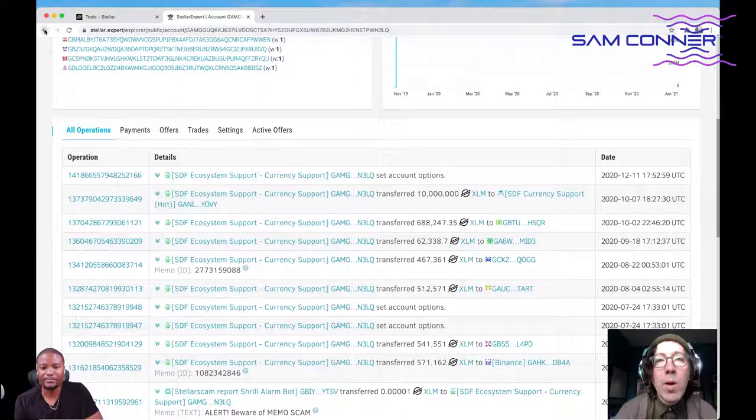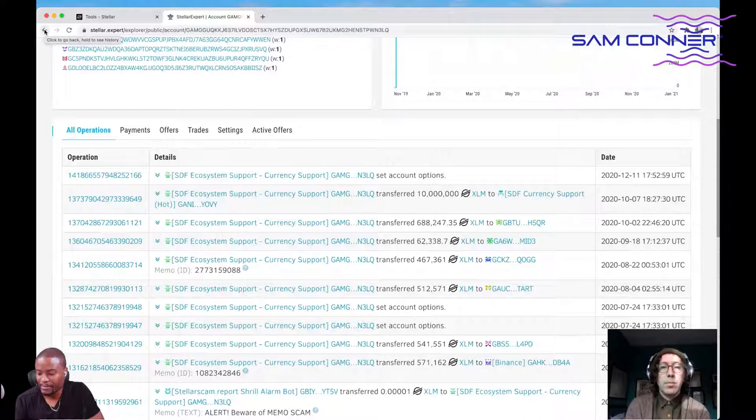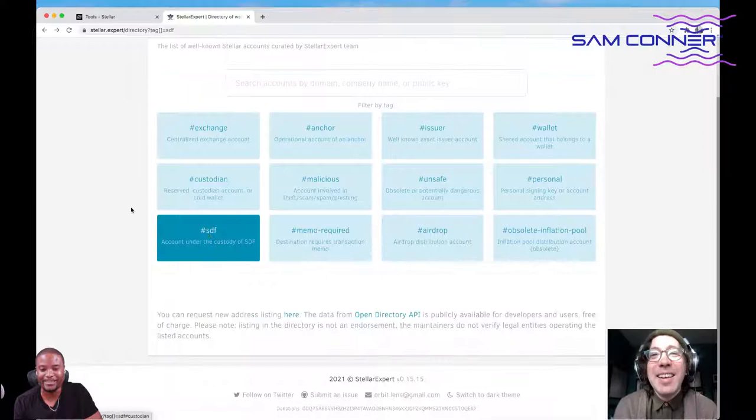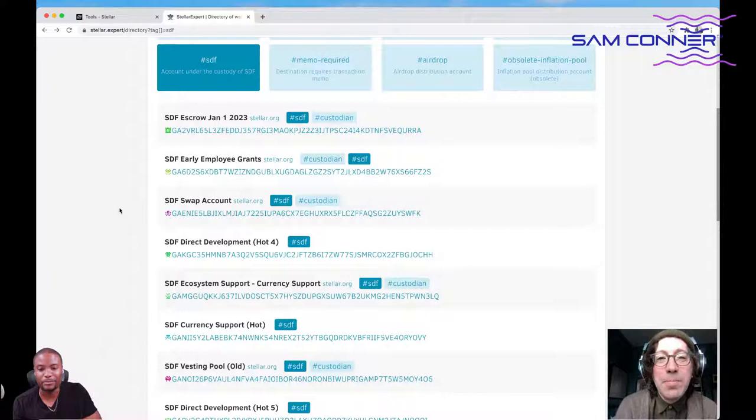A lot of times, there's a Twitter bot out there. Every time there's a big movement, it's like, uh-oh, a bunch of XLM are being moved, and people start freaking out. So this is where you look at it and see exactly. And I think it's really neat that all the accounts, like you said, are labeled and real easy.